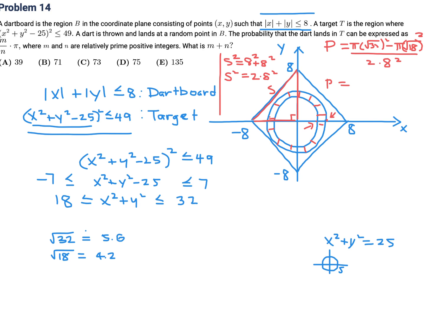There's 32 pi minus 18 pi, so that's 14 pi, and then all over 2 times 64. So in lowest terms, that looks like, to me, 7 pi over 64. Yeah, I think that's lowest terms. So this represents my m over n pi. That means m is 7 and n is 64, and they want m plus n. So m plus n would be 71. And therefore, the answer is B.